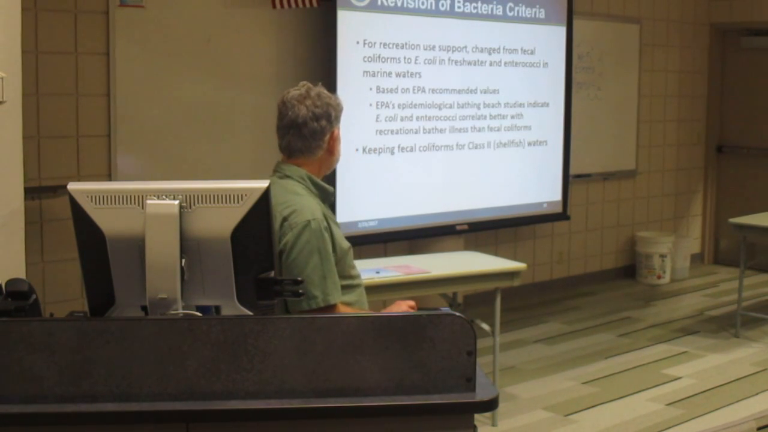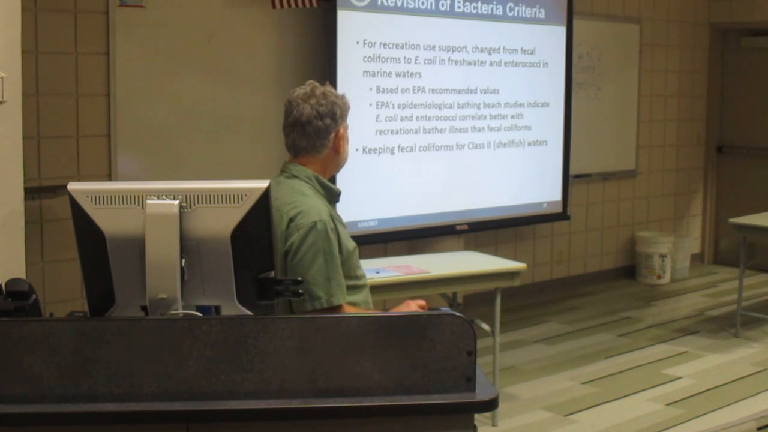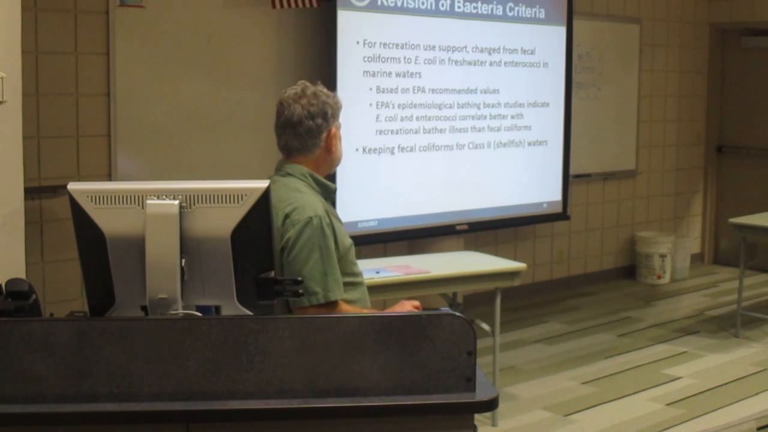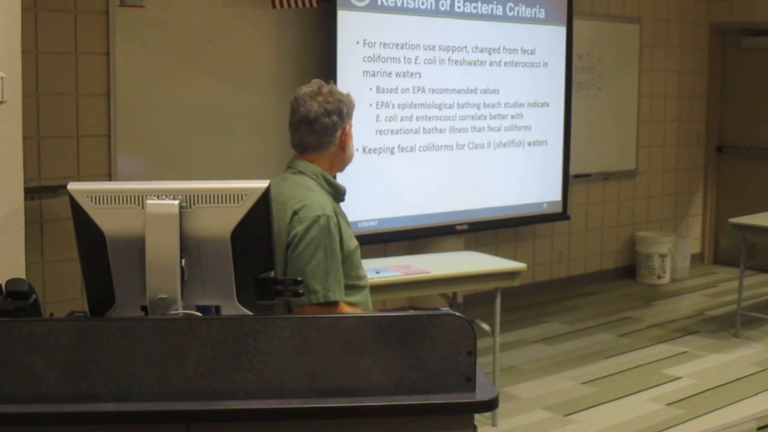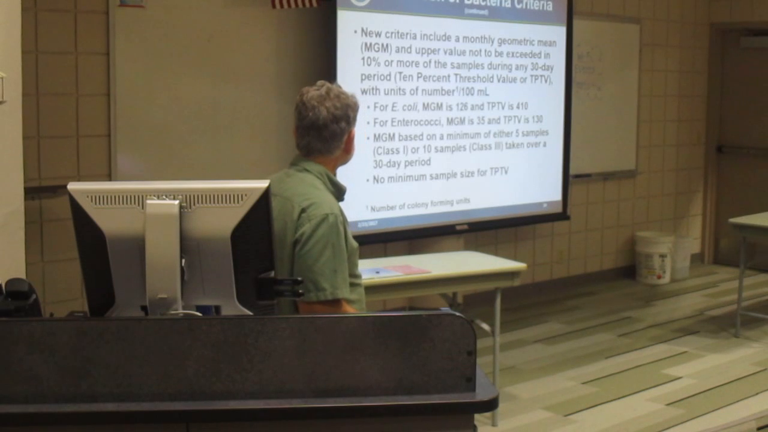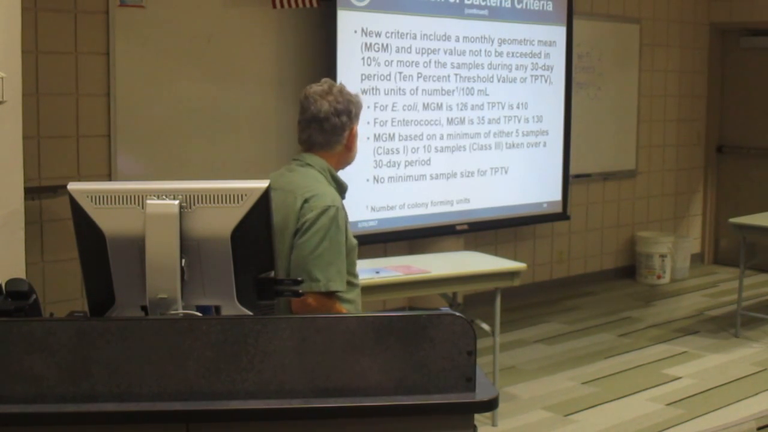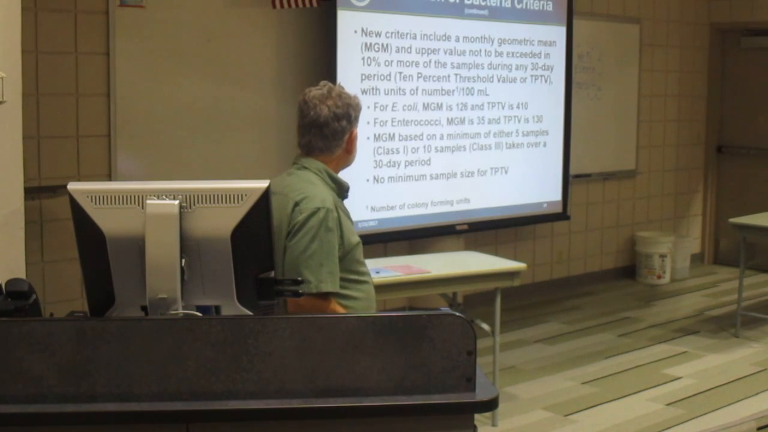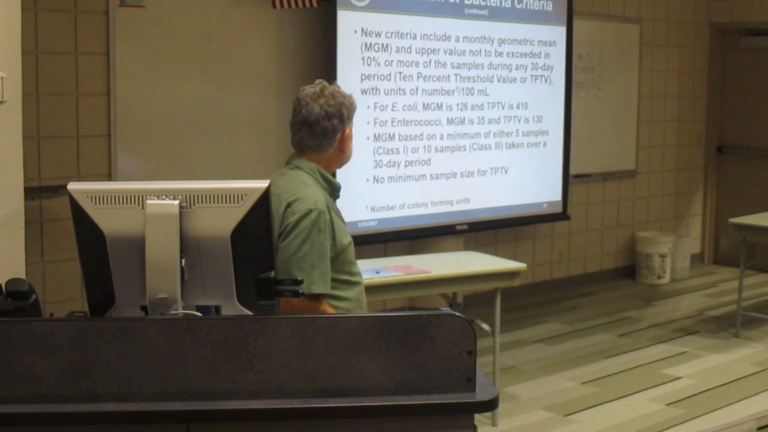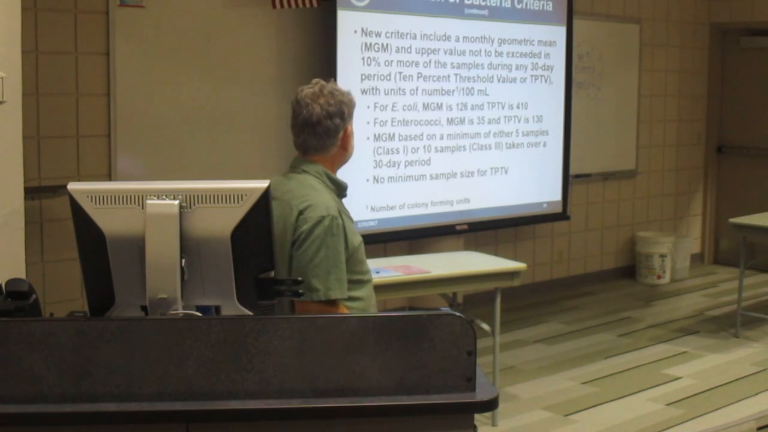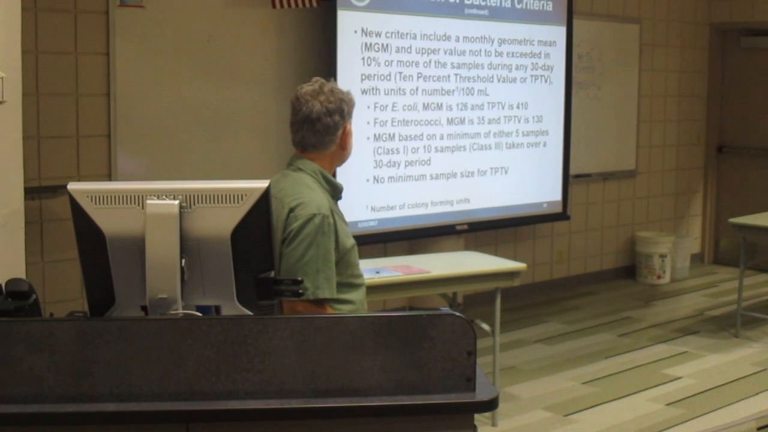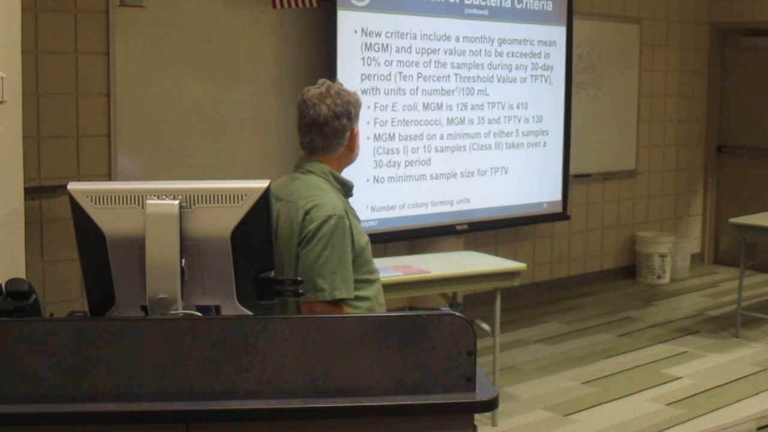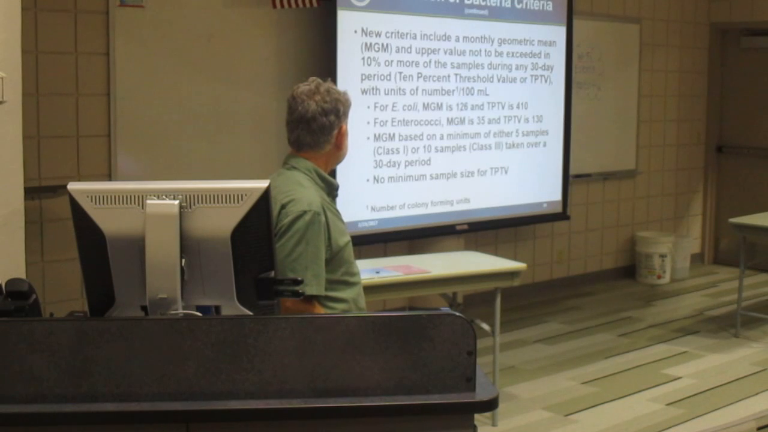But we're keeping fecal coliforms in place for Class 2, which are the marine waters that are used for shellfish, like Apalachicola Bay. So here's how these are applied, and it's a little complicated because they're using something called a monthly geometric mean and an upper value not to be exceeded 10% or more of the samples during a 30-day period. So there's two things going on: your monthly mean, or if that value is exceeded within a 30-day period.